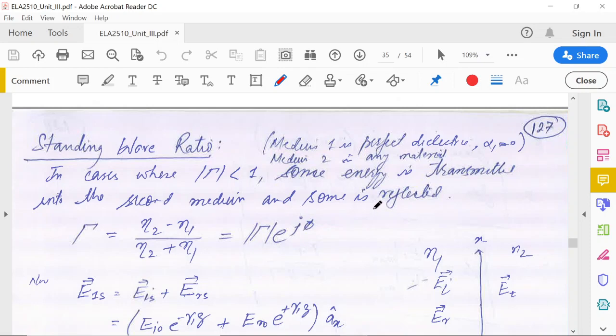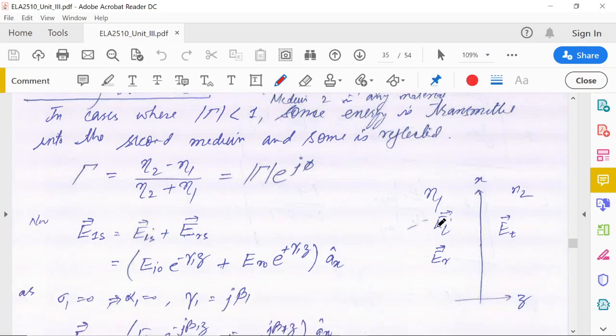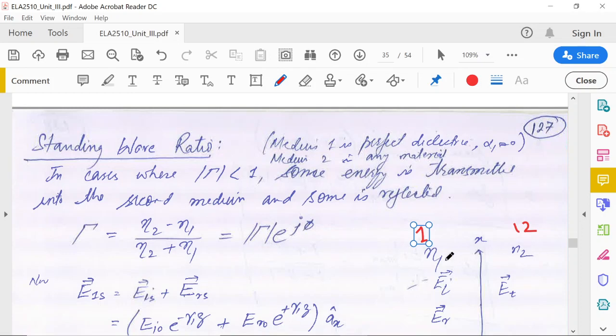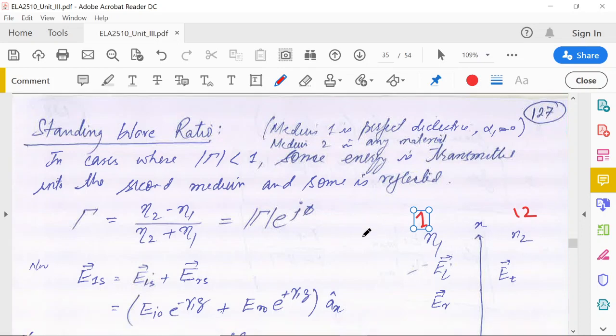Here we assume that alpha 1 is 0 and the conductivity is 0, a perfect dielectric. So the wave is incident on this interface where we have two mediums with eta 1 and eta 2. This is medium 1 and this is medium 2. Eta 1 will be real and eta 2 will be any value, which is complex due to the conductivity.